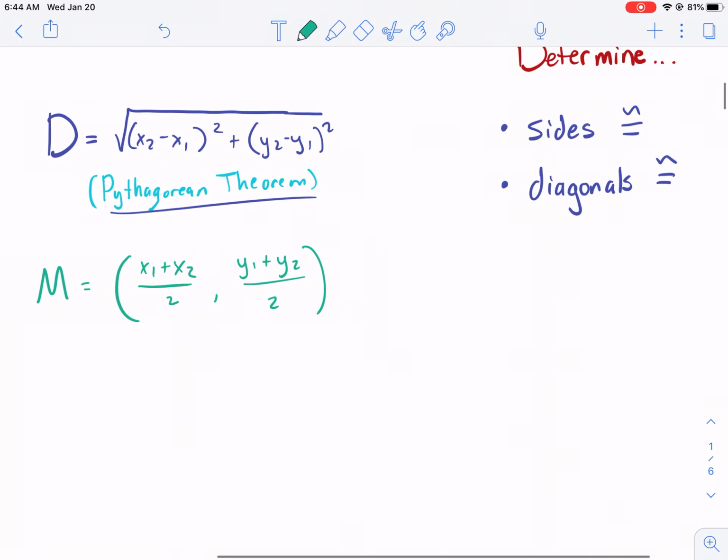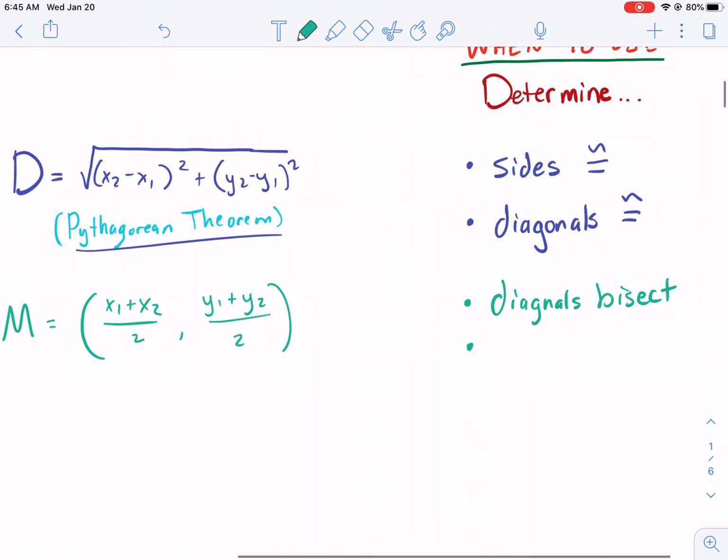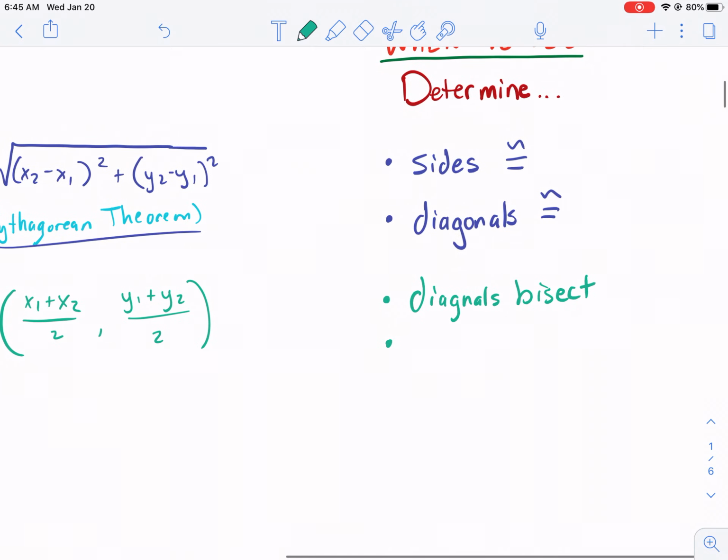Why would we use the midpoint formula? What do we need to use that to determine? Well, sometimes we want to know if the diagonals bisect. Diagonals bisect. If the diagonals bisect each other, and we find that there is a midpoint, we can determine if it's a parallelogram or not. That's a big clue there.